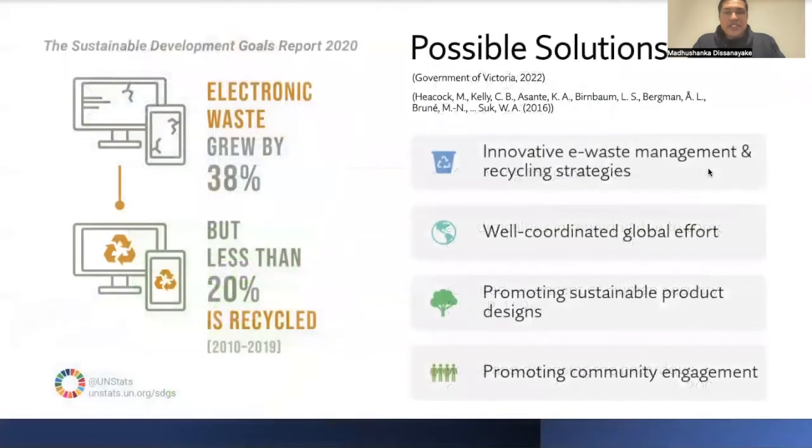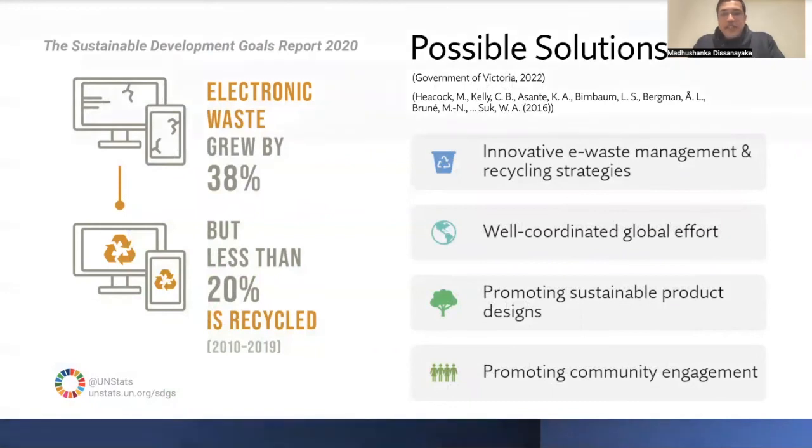According to the United Nations Sustainable Development Report 2020, as you see in the picture, the generation of electronic waste grew by 38% from 2010 to 2019, but less than 20% of it has been recycled. So we have to move toward innovative recycling strategies while having a strong coordinated global effort for promoting recycling and ensuring safety. Further, we should promote sustainable product designs and innovative campaigns to promote recycling. For example, during our study, we found that several recycling programs such as Mobile Muster, Tech Collect, and B-Cycle have been introduced in Victoria in addition to the National Television and Computer Recycling Scheme.